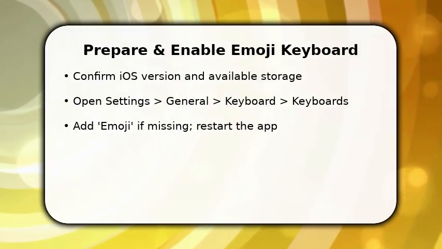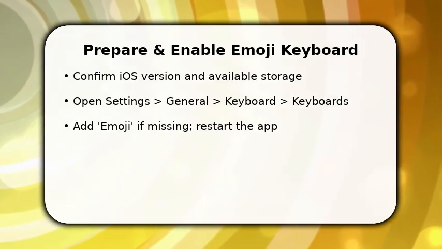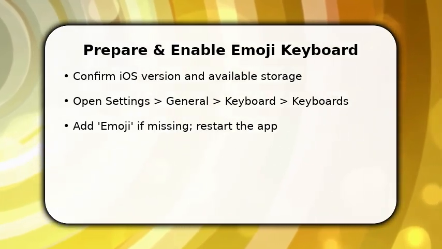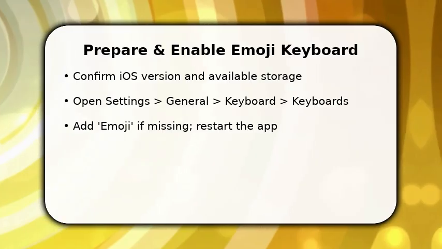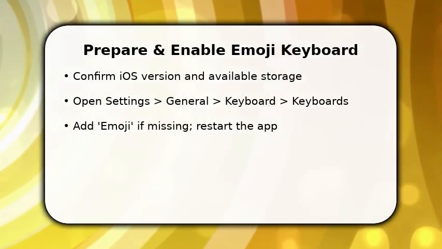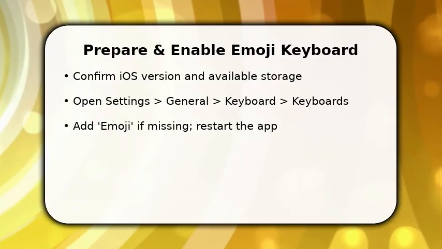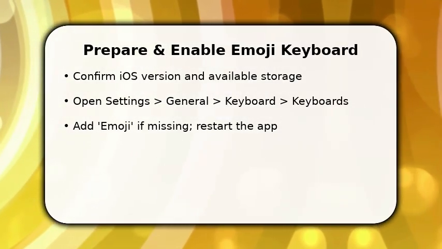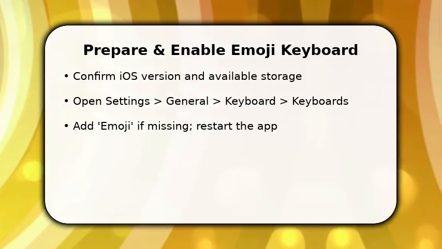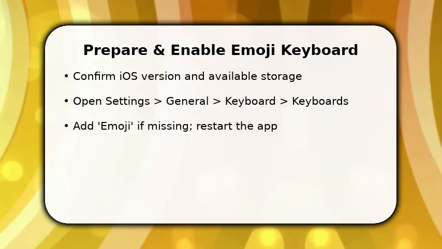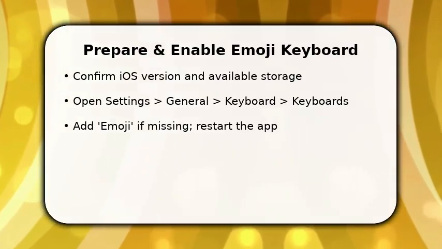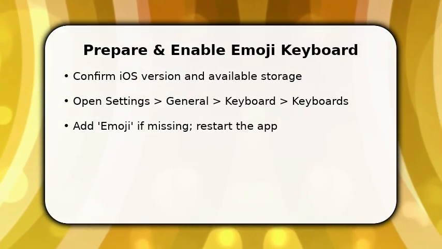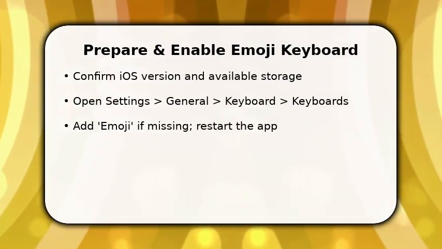You'll start by making sure the emoji keyboard is available and the system is ready. Check iOS updates and free up a little storage if needed, because updates can affect keyboards. Then open Settings, go to General, Keyboards, and look for Emoji. If it's missing, tap Add New Keyboard and choose Emoji. Once added, switch to your messaging app and test the globe or smile icon to bring up emojis. This gets us into the repair flow immediately.